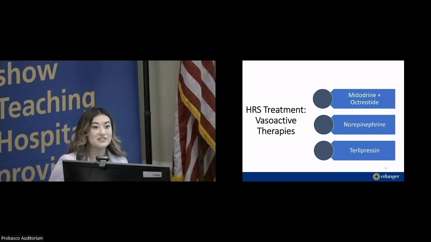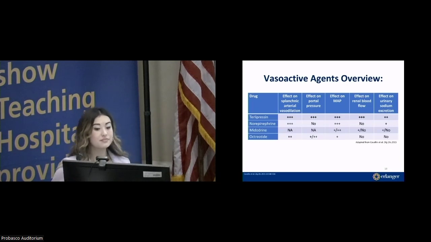Now I want to move on to the vasoactive therapies we use for HRS treatment. These include midodrine and octreotide, norepinephrine, and terlipressin. This table demonstrates the various effects of midodrine and octreotide, norepinephrine, and terlipressin. This is not a chart demonstrating comparison of efficacy, but rather an overview of how these agents are specifically targeting each part of the pathophysiologic pathway we previously discussed. As you can see, terlipressin significantly impacts all of these modalities.